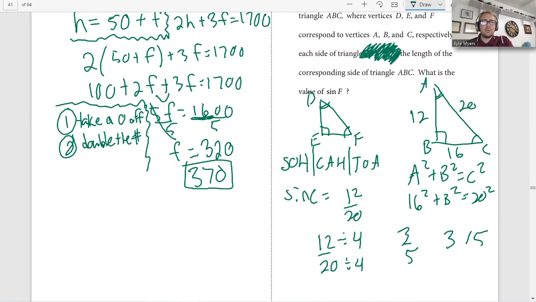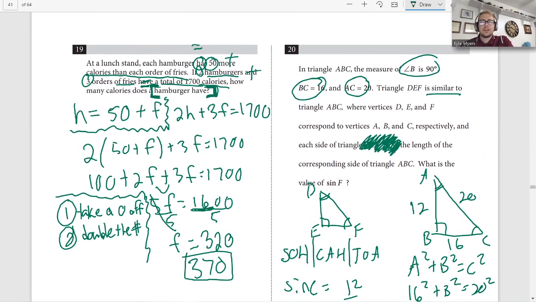So anyways, that was all of the solutions to the non-calculator section of the math SAT practice test number 3.